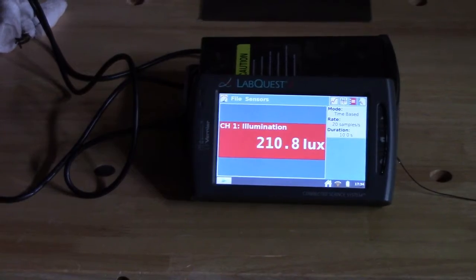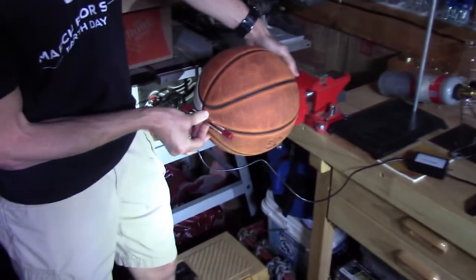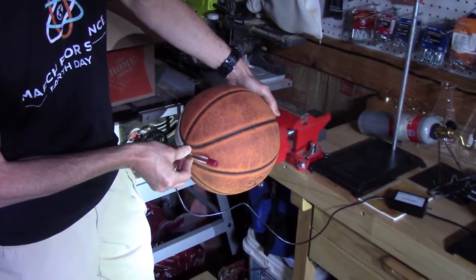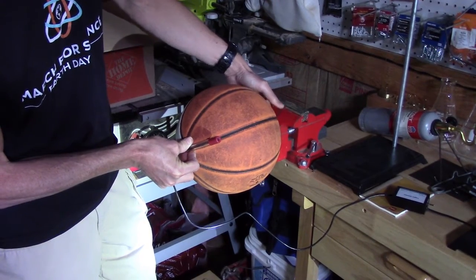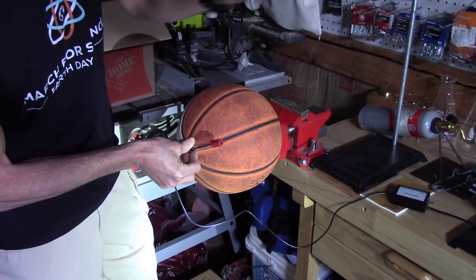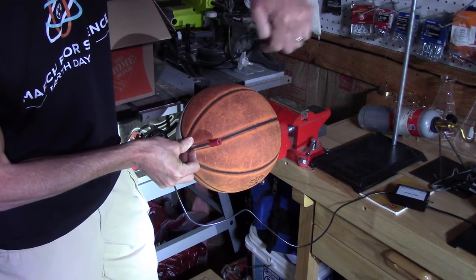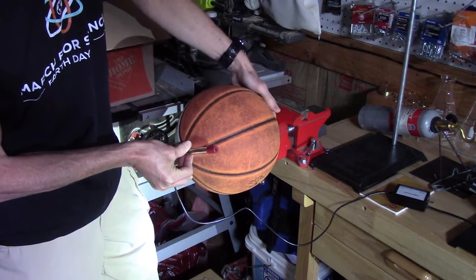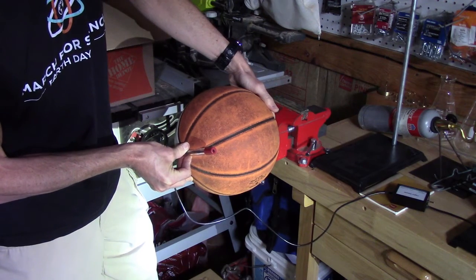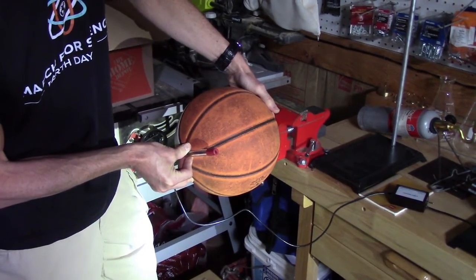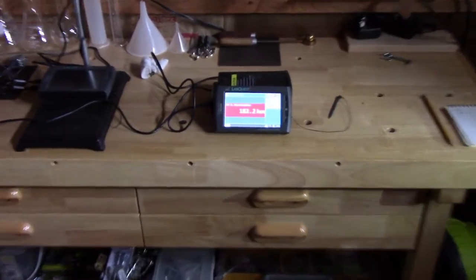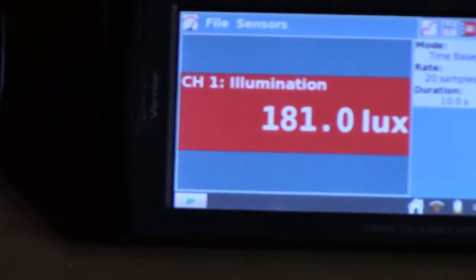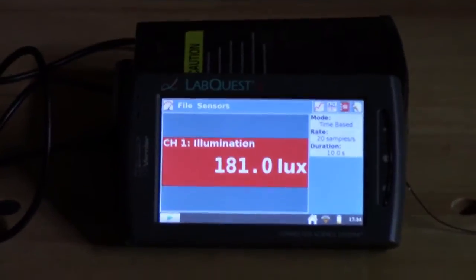Okay, now if we look back at our basketball Earth and we imagine that we're not on the equator but we're in the northern hemisphere, and we look straight up over our head, the sun's rays aren't directly overhead. They're coming to us at an angle. And so let's see what the light intensity is like at this angle. So if we go back to our meter, we see that it's now about 180 lux.